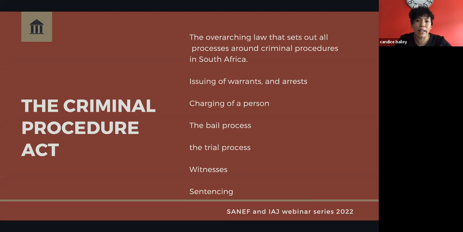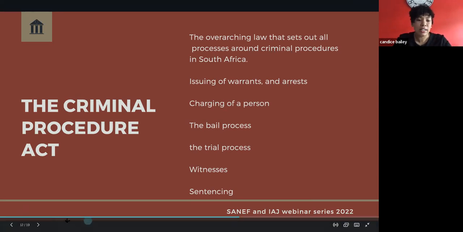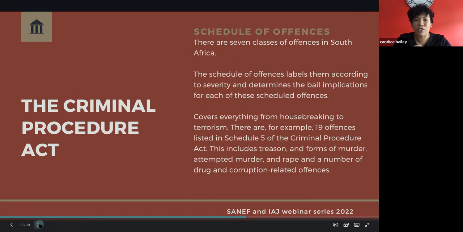It's set out very well in terms of the different scenarios that can happen in our country and how they need to be dealt with by the arms of the law. It's very important for you to understand this Criminal Procedure Act when you are reporting on cases, to understand what's happening. Closely linked to the Criminal Procedure Act is the schedule of offences.